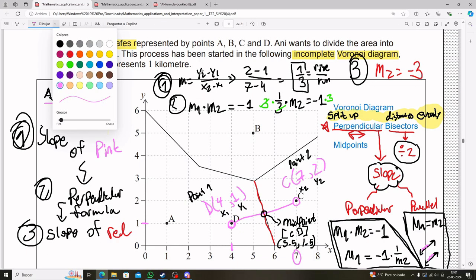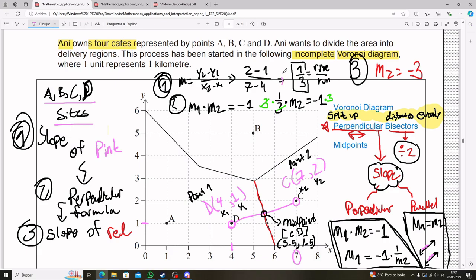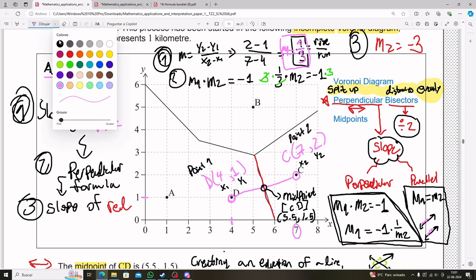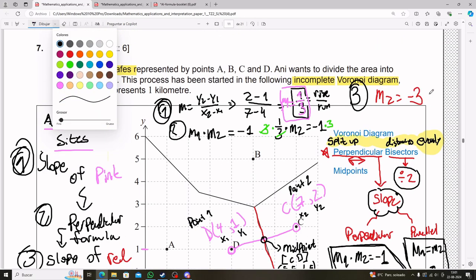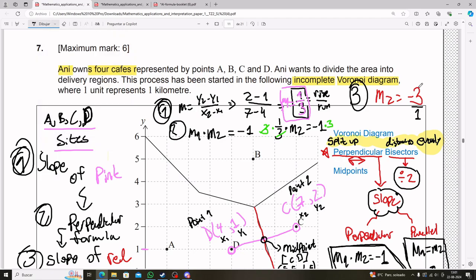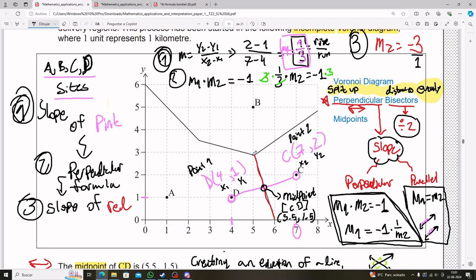And m1 over here, so this is m1, right? So m1 is 1 over 3. Okay, I should have specified that earlier. m1, which is the line in pink, is 1 over 3. m2, which is the line in red, the perpendicular bisector, is -3. It makes sense. If this is rise over run, that means I have a rise of -3 and a run of 1. So rise of -3, go down 3, and I run over 1. Checks out. Makes sense. All right.